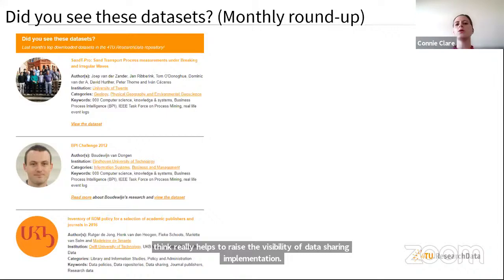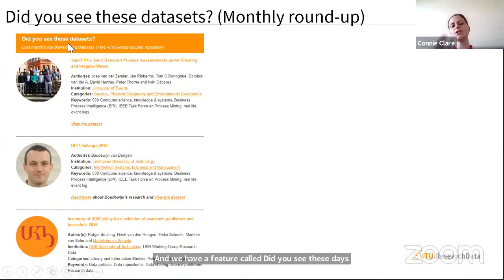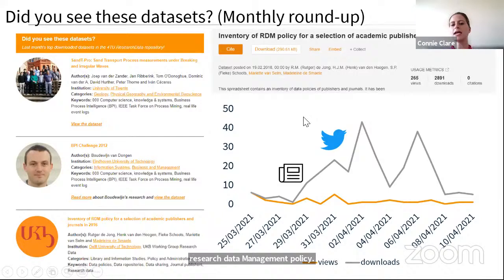And in a similar vein, we also have a monthly newsletter that goes out at the end of the month. And we have a feature called Did You See These Data Sets, where we feature the top downloaded data sets from the previous month. So these are from the partner institutions, and taking this example here of a UKRDS data set, an inventory of research data management policy, you can see here that this was the top downloaded data set back in February. So we've included it in the newsletter in March, and then we tweeted about it at the end of March. And you can see that the number of downloads has continued to peak throughout the week.